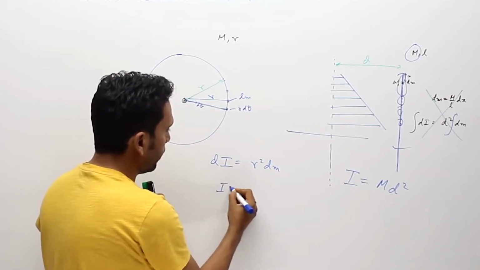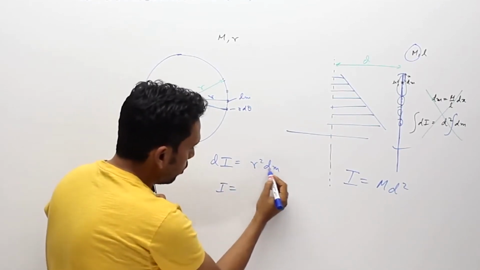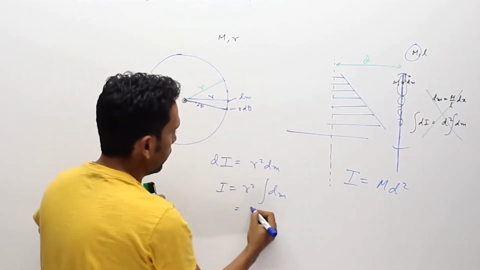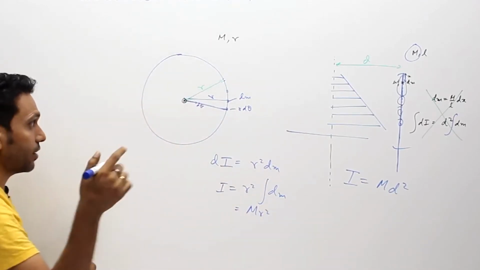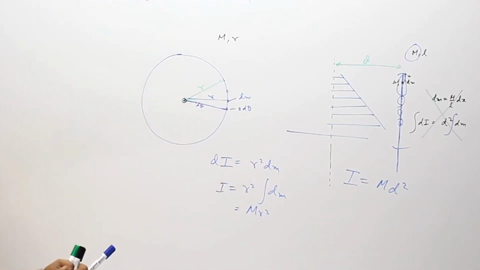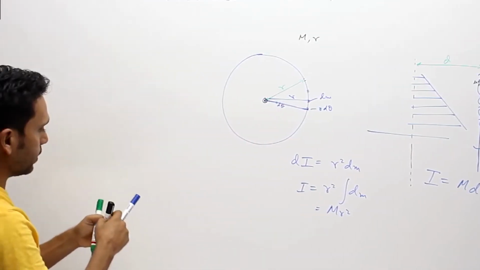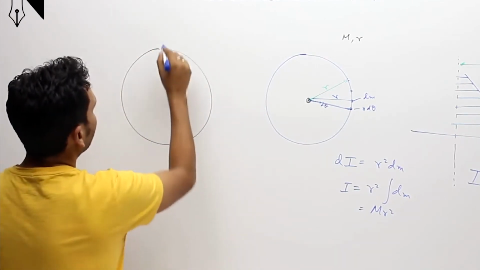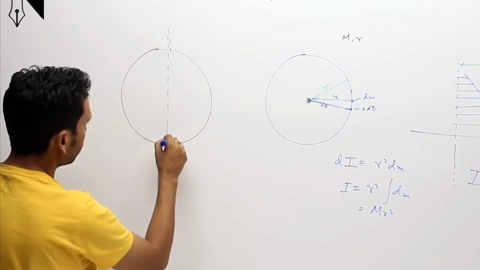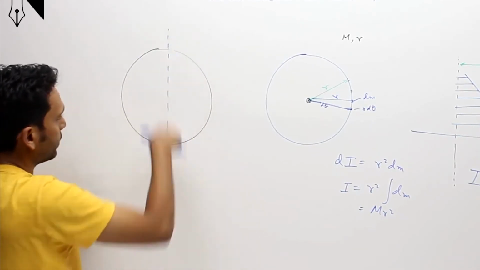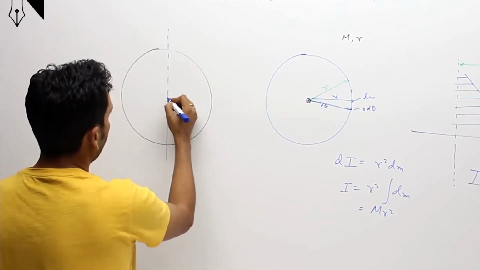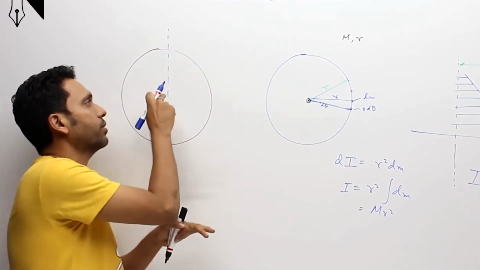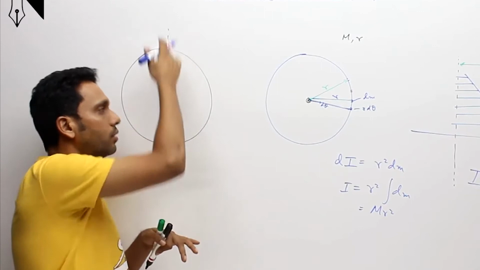If I integrate and get my I, then your r square dm gets integrated, which is nothing but the whole mass m. So you get mr square if the axis was like this. I'm saying again and again, if the axis was like this, because had there been a ring and the axis was like this, along a diameter, that's your axis. You find your moment of inertia from an axis, not from a point. You don't find it from the center, you find it from the axis passing through the center.